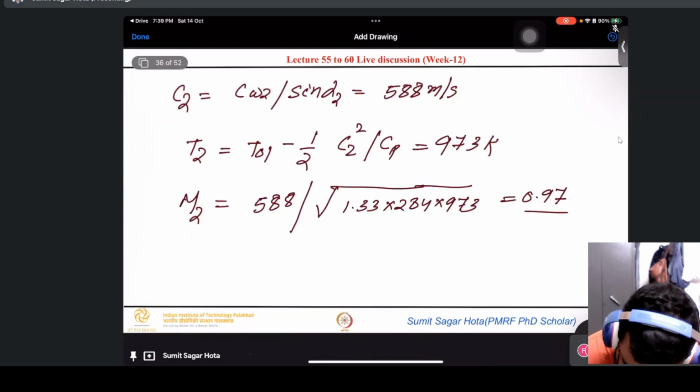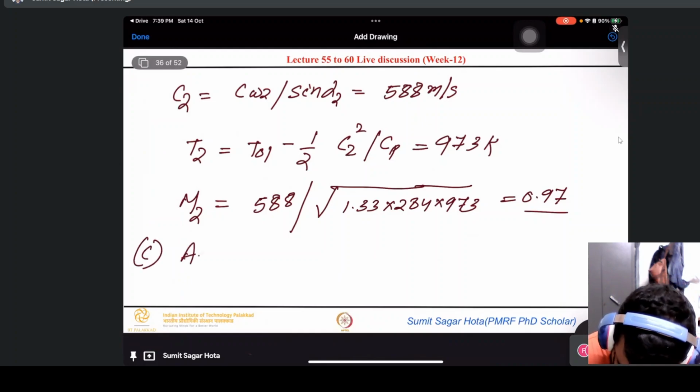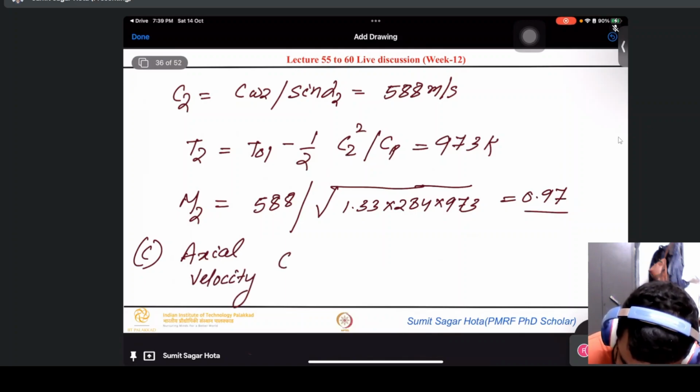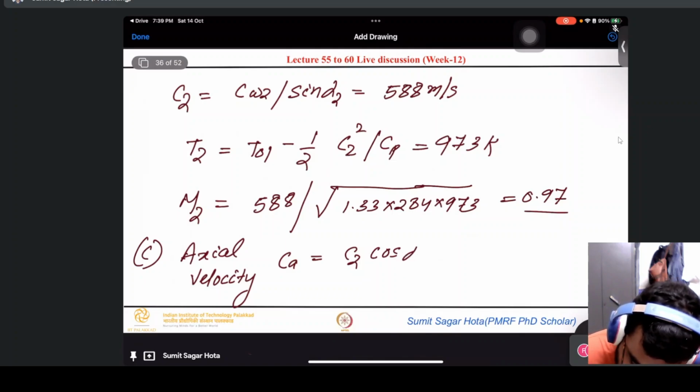Now go for the next bit, axial velocity. Ca is equal to C2 cos alpha 2, which is equal to 200 meter per second.